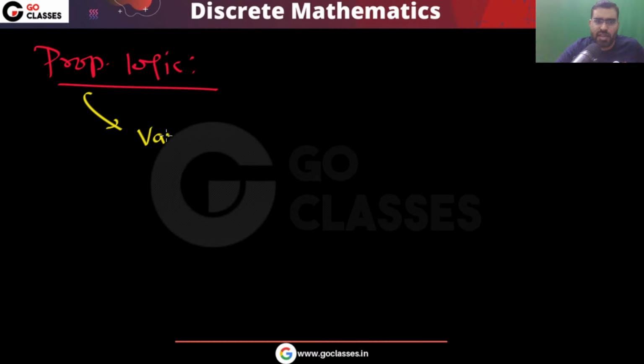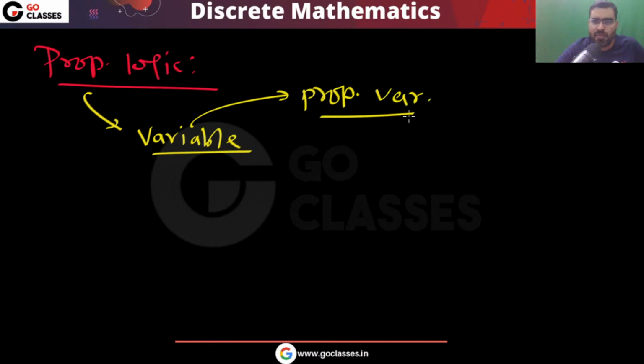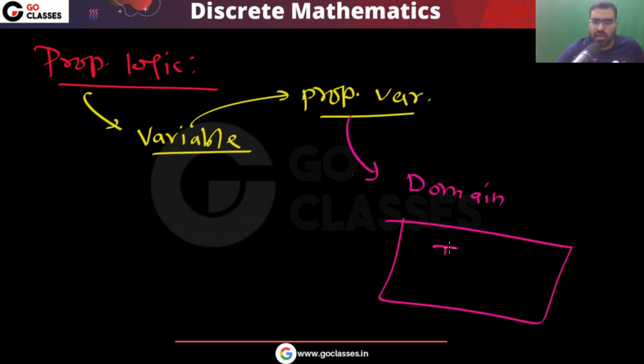In this, every variable is a propositional variable. Every variable that is a Boolean variable, or I can say a propositional variable, and the domain for every propositional variable, what is the domain? The domain is basically true, false. So this is the domain. Either the value it can take is true, or the value it can take is false.